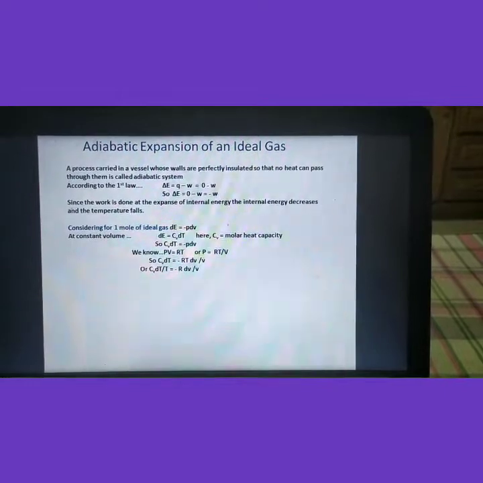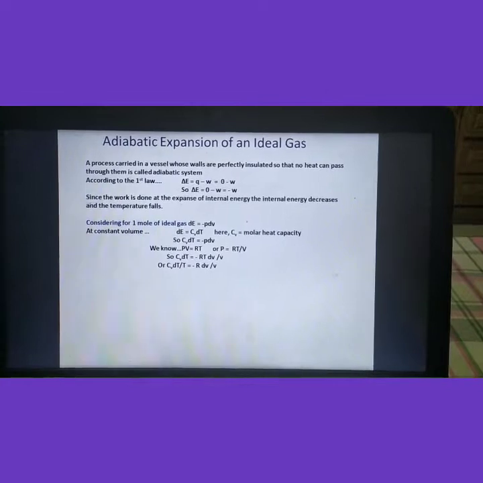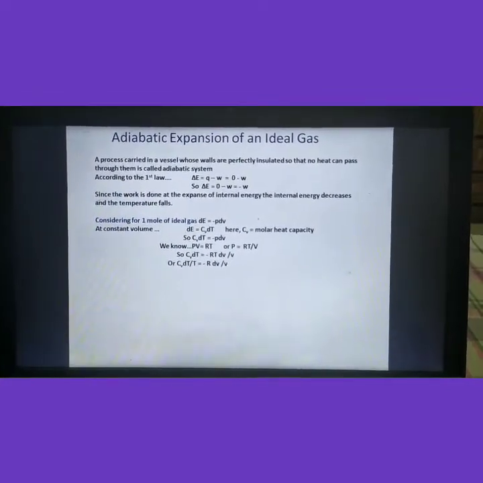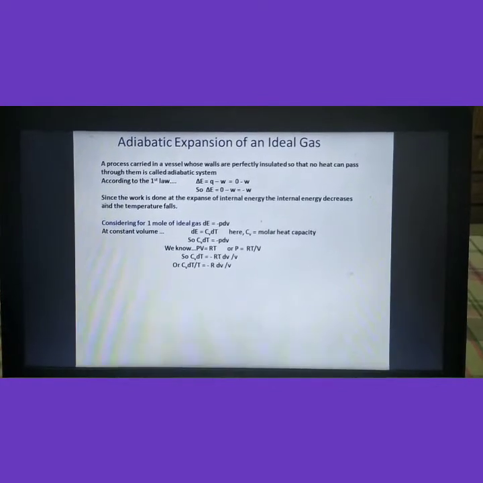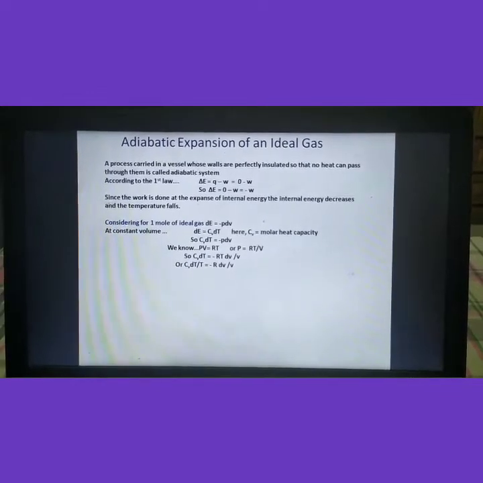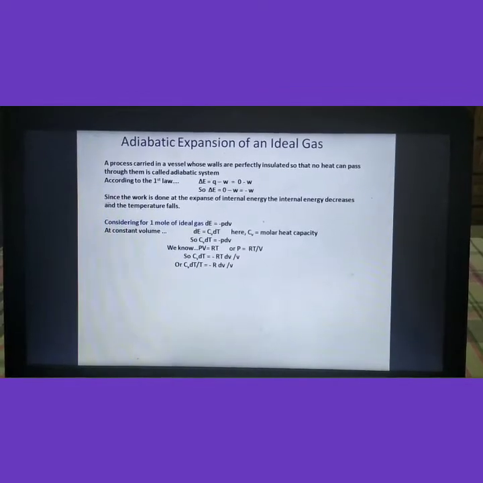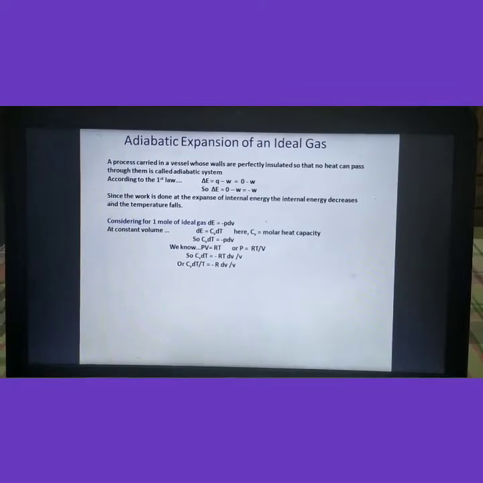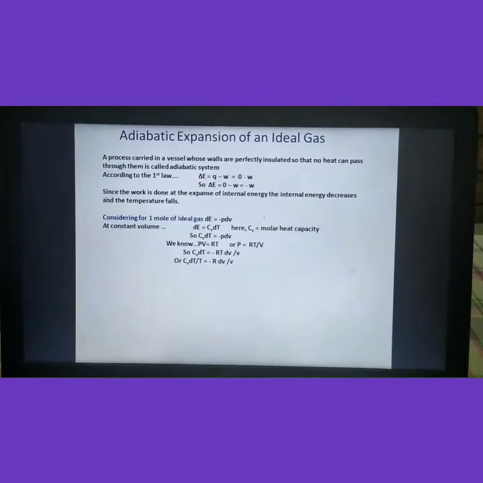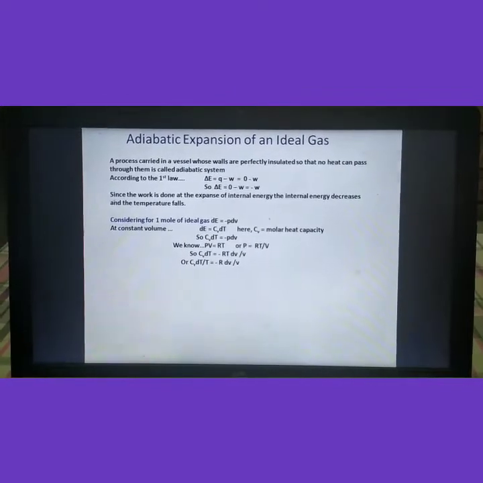Now come to the adiabatic expansion of an ideal gas. A process carried out in a vessel whose walls are perfectly insulated so that no heat can pass through them is called an adiabatic process. According to the first law, del E is equal to Q minus W. And as the system is adiabatic, Q is equal to 0. That is, del E is equal to minus W. Since the work is done at the expense of internal energy, the internal energy decreases and the temperature falls.